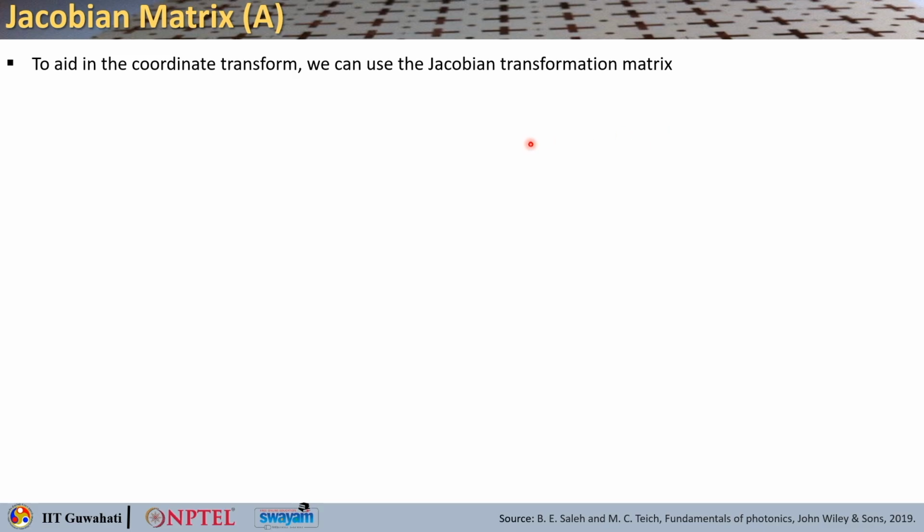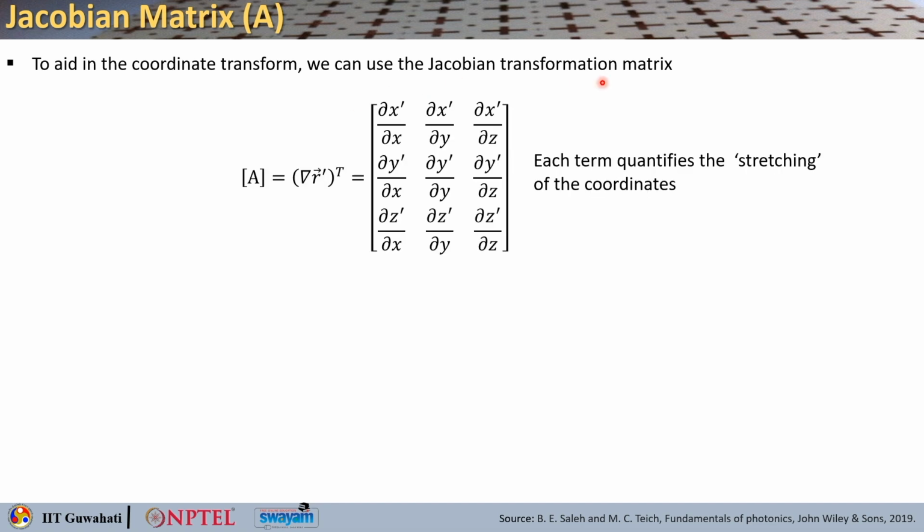Now, we have seen that in doing this kind of coordinate transformation, the most critical element is the Jacobian transformation matrix A. In a few places they also call it J. A is basically delta r prime transpose. This is how you can calculate each element: dou x prime dou x, dou x prime dou y, dou x prime dou z is the first row. Then you have dou y prime dou x, dou y prime dou y, dou y prime dou z, second row, and the third row is dou z prime dou x, dou z prime dou y, dou z prime dou z. Fine.